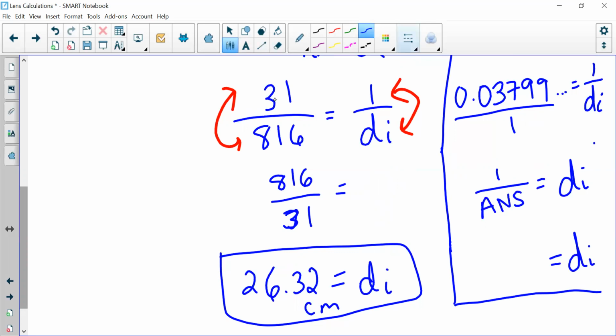Did you find the ANS button? Not sure what happened to Lila. If you do 1 divided by your decimal, you'll actually get the exact same thing. Anybody having trouble finding the ANS, the answer button?